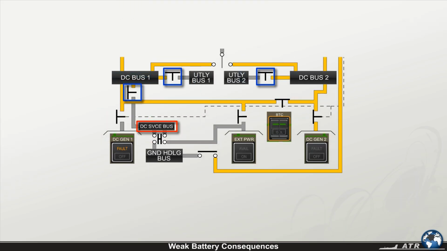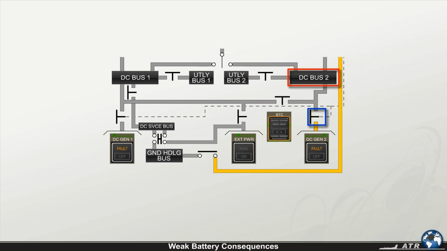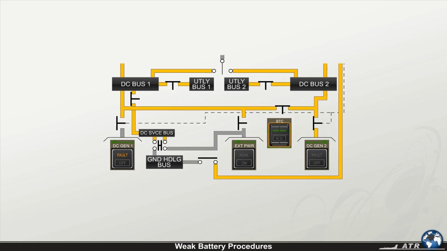shedding of DC service and utility bus, opening of DC bus tie contactor, and therefore loss of DC bus 1. DC generator 2 isolation, causing loss of DC bus 2. By taking the following actions after starting engine 2, you can prevent the previously mentioned disconnections from occurring.